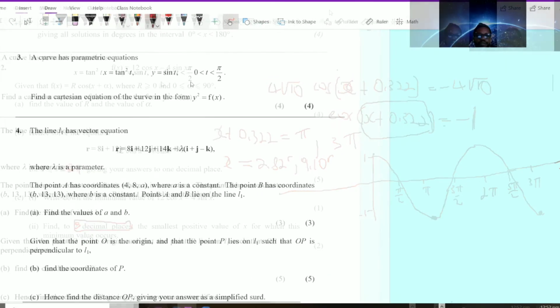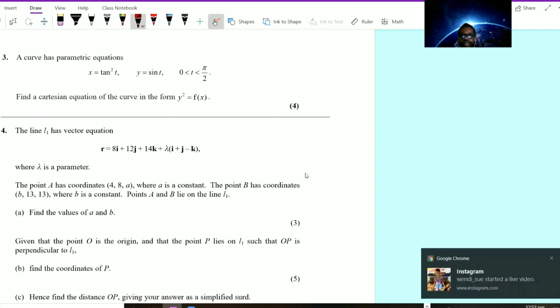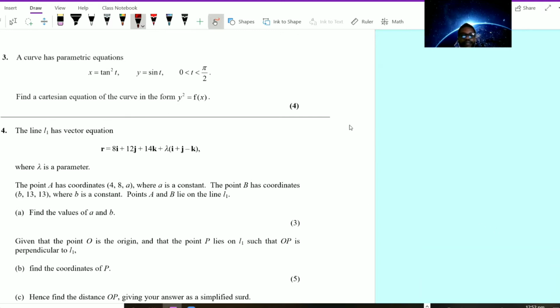So that we can actually approach question 3. It says a curve has parametric equations, x equal tan squared t, y equals sine t, where t is between 0 and pi over 2. Find a Cartesian equation of the curve in the form y squared equal to f of x. All right, there are several ways I can do this.